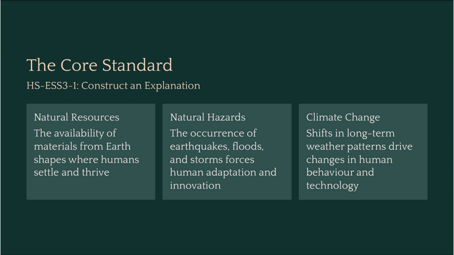First, we'll look at resources like water and oil. Second, we'll look at natural hazards like earthquakes and hurricanes. And third, we'll look at the influence of climate, both in the past and today. This is the core of human geography.